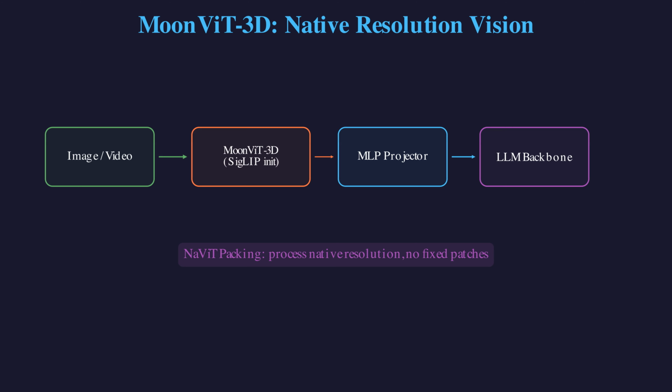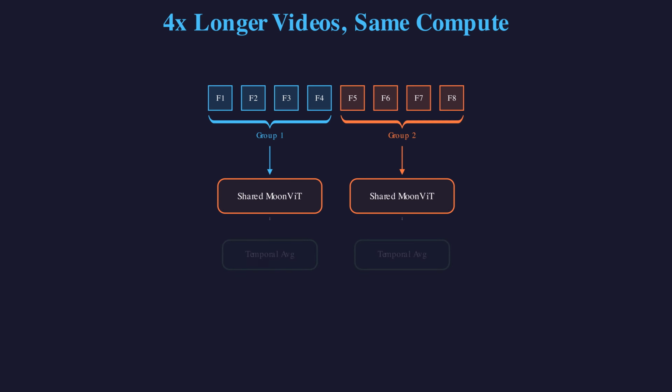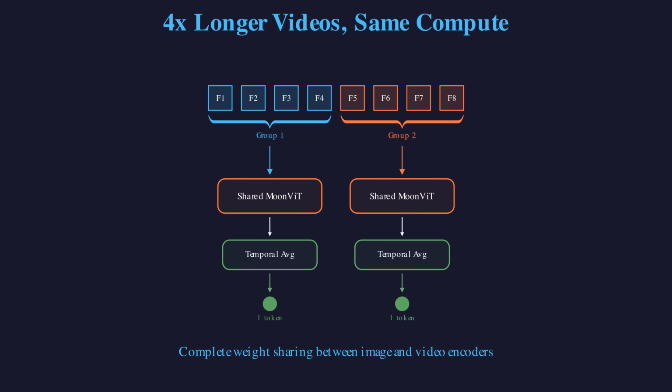Instead, they use a technique called NaViT packing, which handles variable resolutions by fitting patches together like Tetris pieces. So there's no wasted padding, and every pixel contributes useful information. Images flow from MoonViT through a 2-layer feed-forward projector that maps vision features directly into the language model's embedding space. Everything is native multimodal from the ground up, not bolted on after the fact.